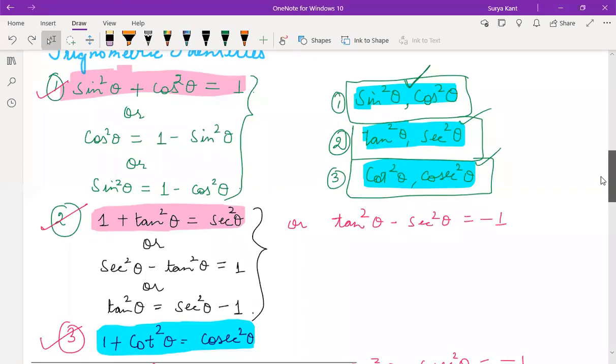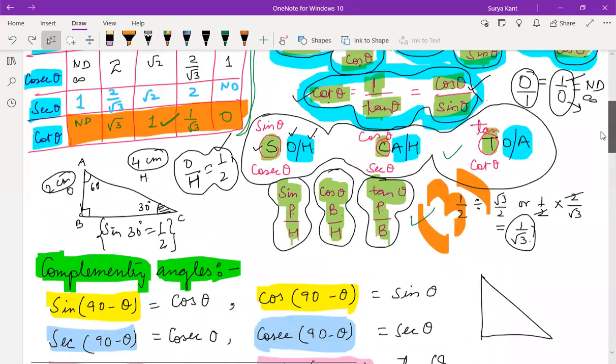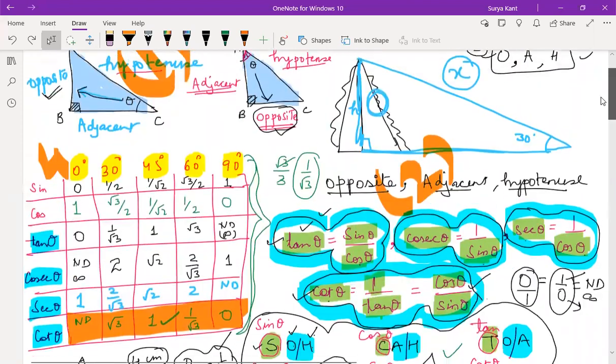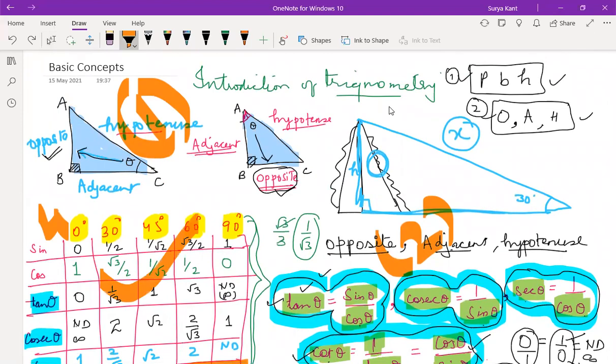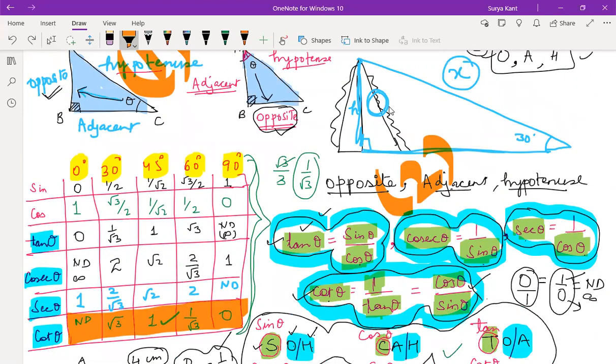Who is having doubt in which concept? Please let me know right now. See, so many people left also. Sir, can you explain the fourth one? How to remember the table? This one you are saying? Yes. See, I'm slowly explaining. Try to understand.